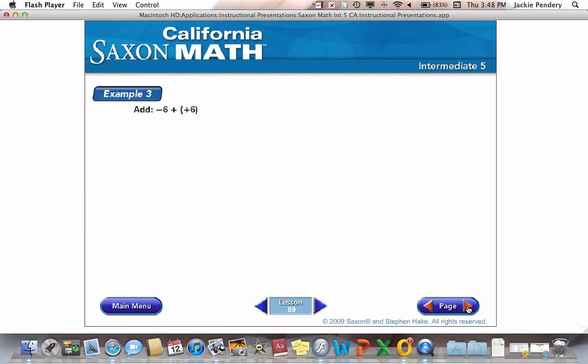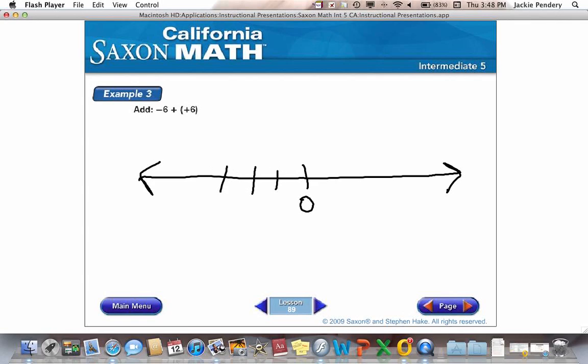Okay, example 3. -6 plus 6. Now I'm going to demonstrate this on the number line, but what you need to remember is that whenever you have a negative and its opposite as a positive, they cancel each other out just like a battery and brings it back to 0.